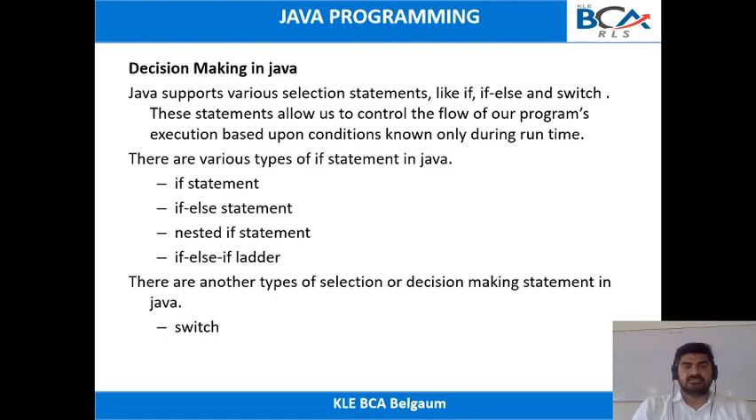The decision statements will control the flow of the program's execution based on a condition. Initially it will check the condition. If that condition is evaluated to true, then a set of statements will execute. Suppose that condition is false, some other set of statements will get executed. So this decision statement will decide what part of the program needs to be executed.